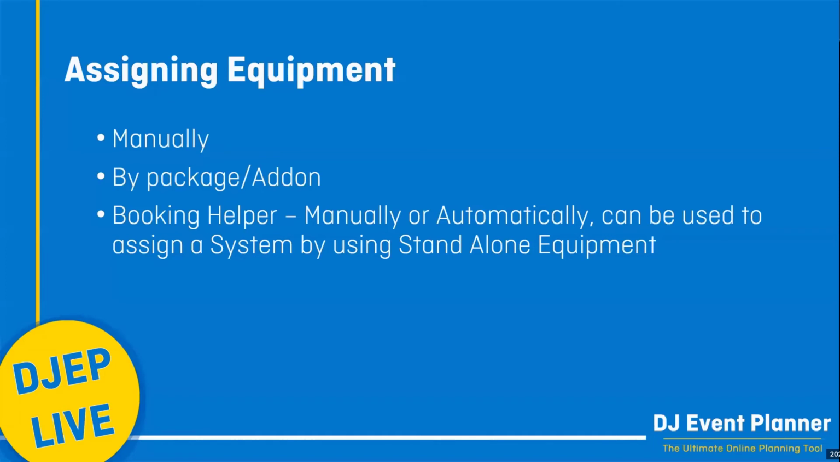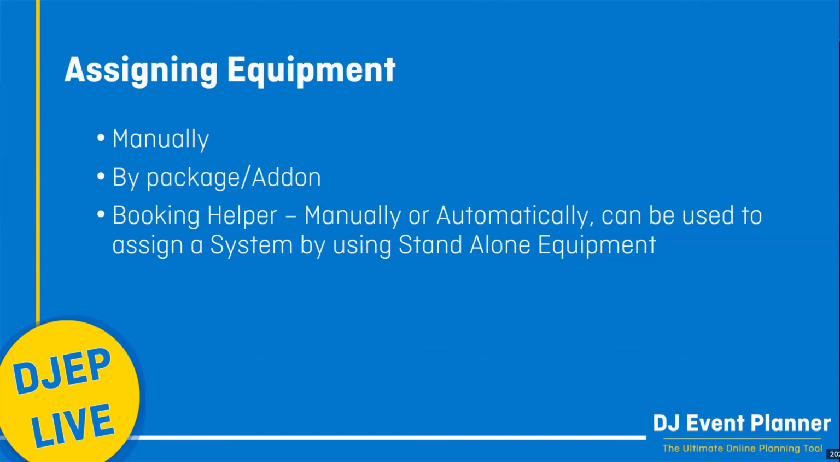Cool. Well, now let's look at assigning equipment. There's a couple ways that you can assign equipment to an event, and it's either manually on the event. You can assign it automatically by package or add-on, or you can assign it by a booking helper, either manually running that booking helper, automatically running that booking helper, or can be used to assign a system by using standalone equipment. And I'll cover that for you in just a little bit. Again, there's going to be a couple different options, and what works best for you is going to be based upon how your business operates with equipment and managing that equipment and assigning it to an event.